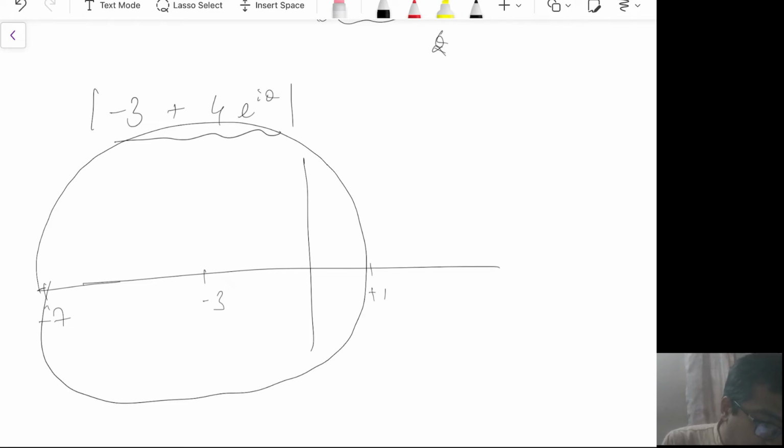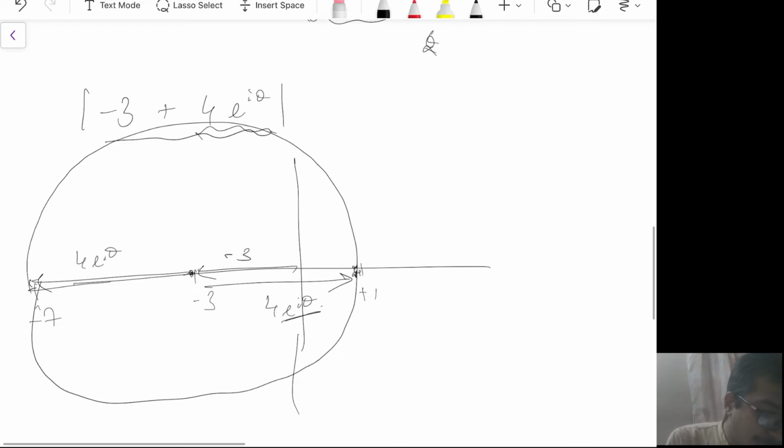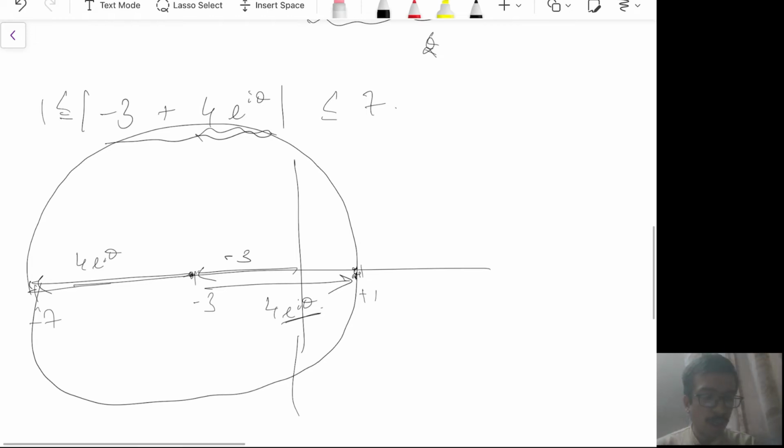So essentially it will go something like this. And now the least magnitude point, right? And the highest magnitude point I need to find out. So the highest magnitude will occur when minus 3 and 4 e to the power iota theta are parallel to each other. And the least magnitude will occur when they are anti-parallel to each other, right? So the magnitude of this will be at max 7, when they are in the same direction, and at min it can go to 1, because this is when they are pointing in opposite directions.